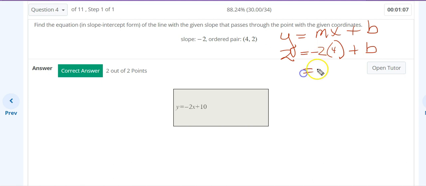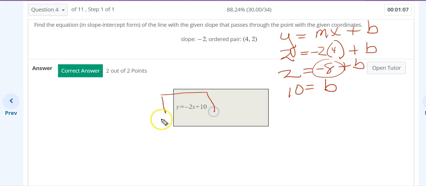Well, this is a negative 8. So we transpose that, becomes 10. Our new b value for this equation is 10. So then we just write it in slope-intercept form. We already had the slope. We just had to find out what our new b value was. And I used the slope-intercept form to do that.